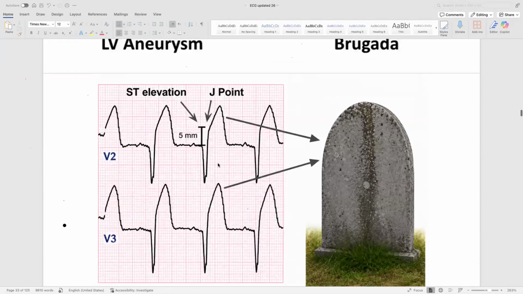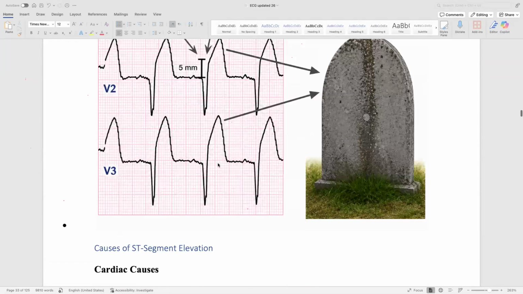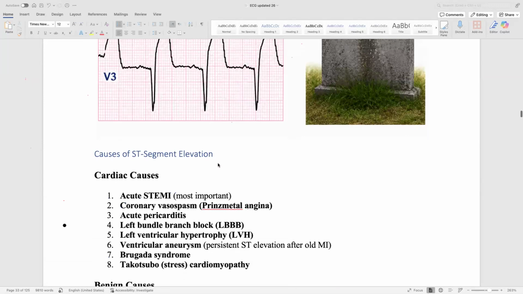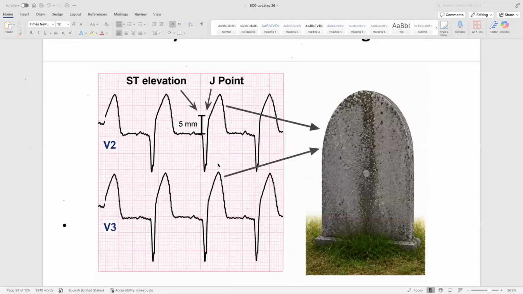That is what the elevation looks like, you know. That's why.